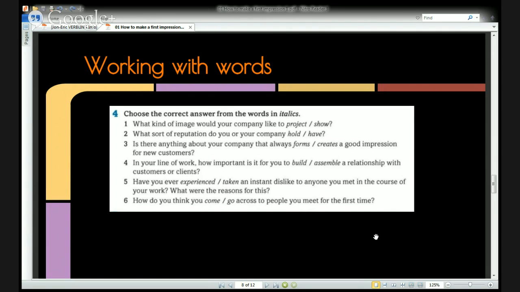So that's 2 different verbs. It's to come across and to go across. Same preposition, but different meanings. Come across is to be perceived. Go across is to travel somewhere, like go across the street. Okay, so how do you come across? It is correct. So it's project, have, number 2, creates, number 3, build, taken, and come across for number 6.